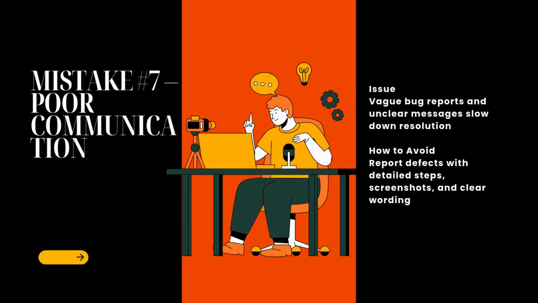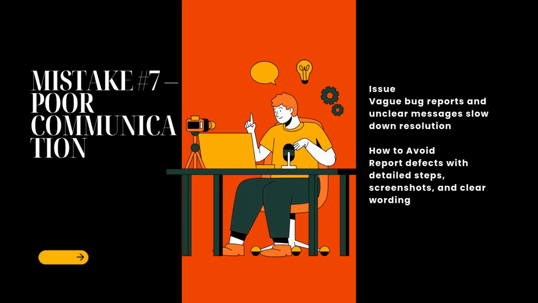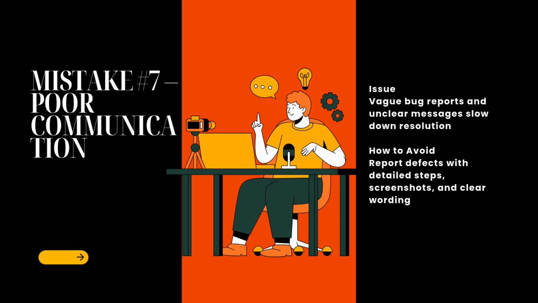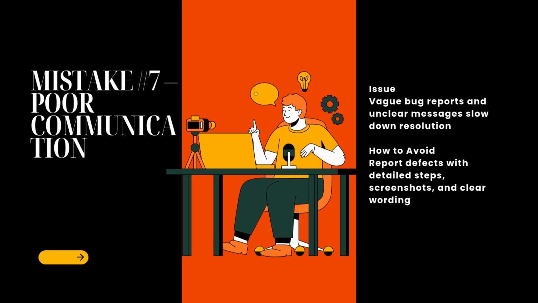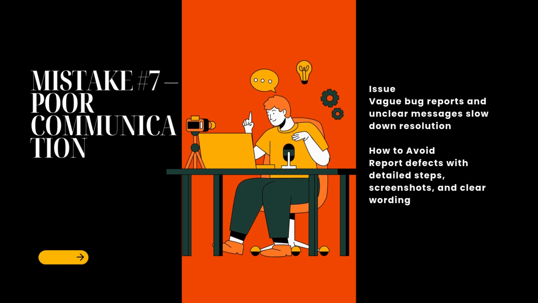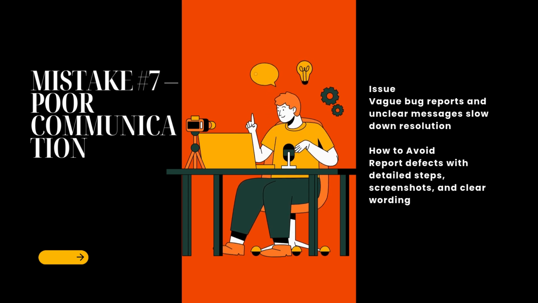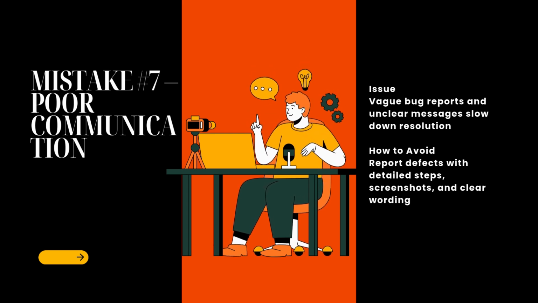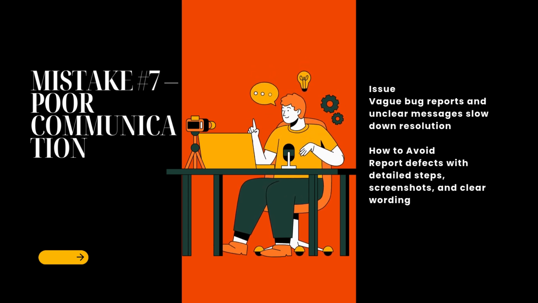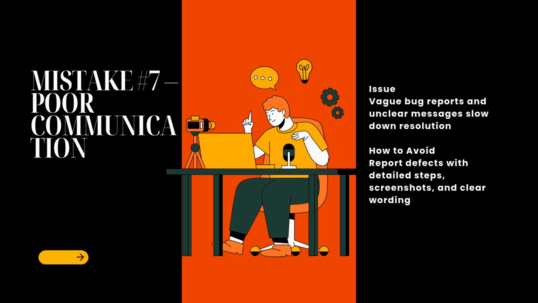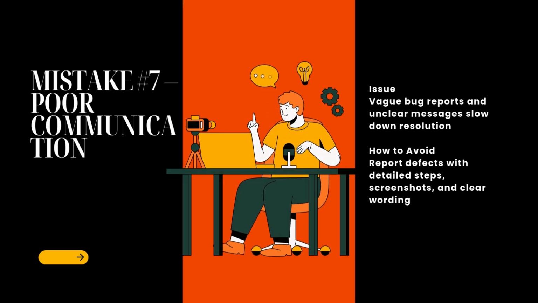Mistake 7 is poor communication. Clear communication is key. Incomplete bug reports or unclear messages slow down fixing and frustrate developers. Always provide detailed steps, screenshots, and clear explanations.